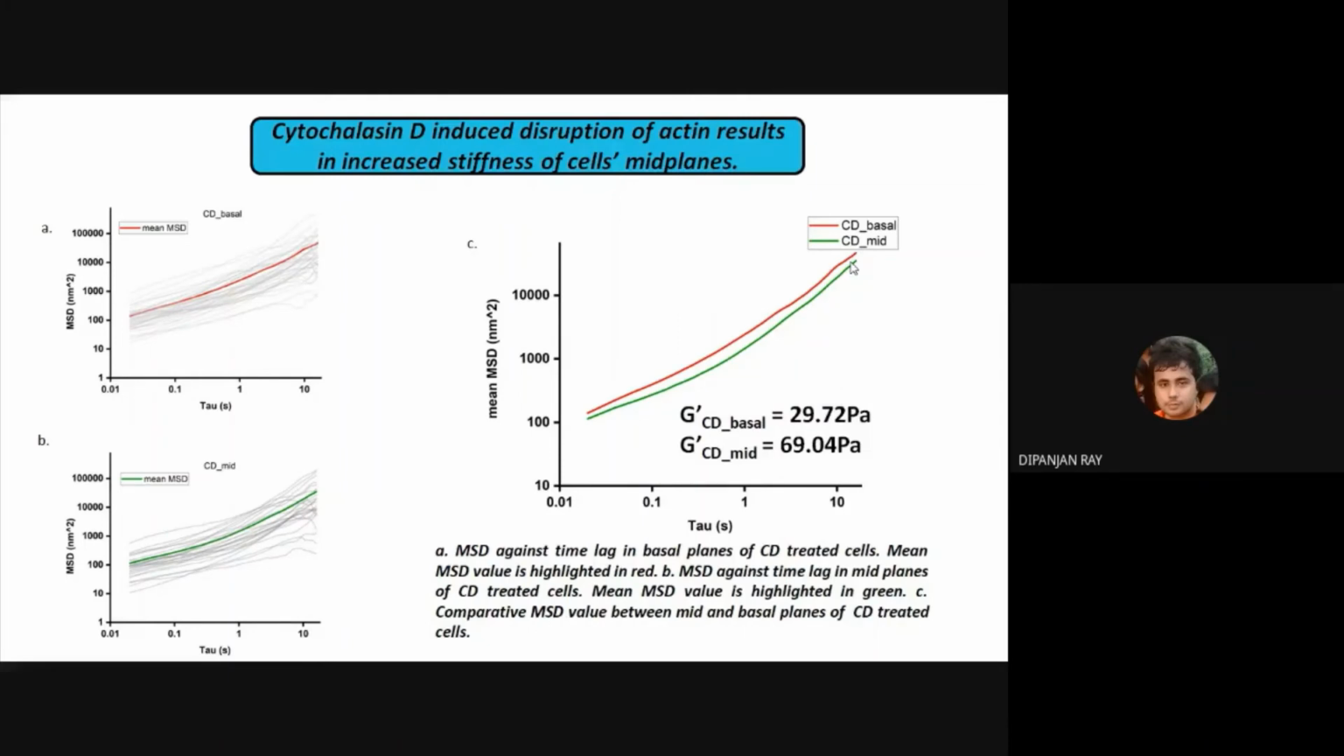So why did this phenomenon occur? For this, we had hypothesized that maybe vimentin is responsible here, and it is playing a key role, because we have seen previously that disruption of actin filament causes the upregulation of vimentin in the mid plane. So maybe this upregulation of vimentin in the mid plane is helping the mid plane of the cell to become stiffer than the basal plane.